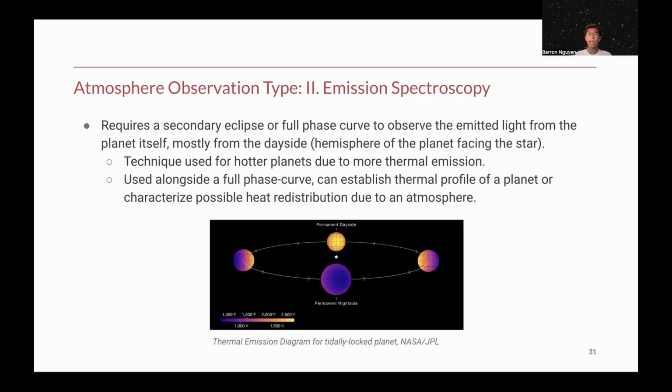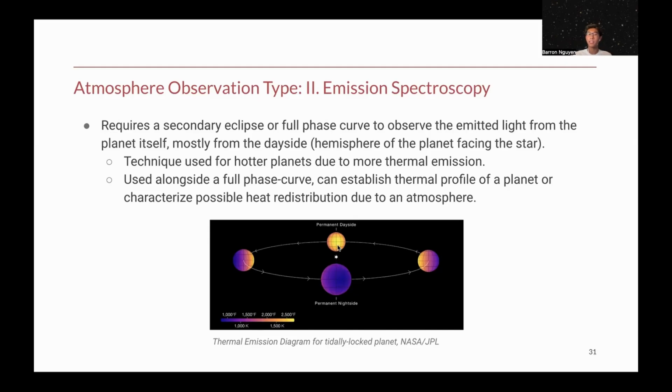For example, this photo shows a diagram of the star in the middle, and this is a planet. It's tidally locked, like the moon, which always faces the Earth. The rotation of the moon is synchronously coupled to its rotation around the Earth. So one side always faces the star, so it's always hotter.